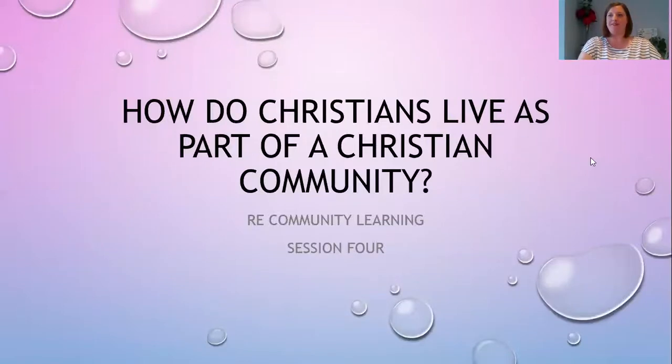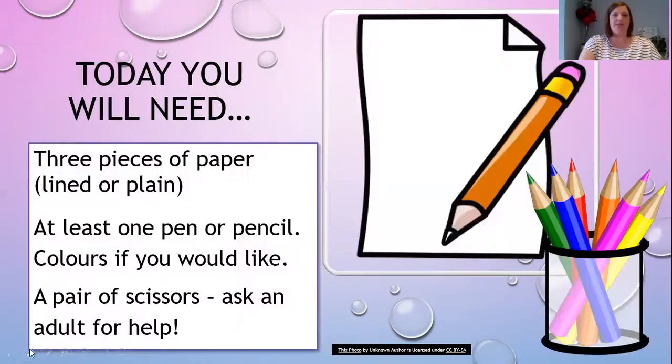Let me just quickly show you what you will need for today's lesson so that you can go and get those things. So this is exactly what we're doing today. How do Christians live as part of a Christian community? And we will need today 3 pieces of paper, lined or plain. It would be really good if one of them could be plain if you have got access to plain paper. At least 1 pencil or pen, colours if you would like, and a pair of scissors today, and you may need some adults to help you later. Go and get those things and I'll meet you back here.